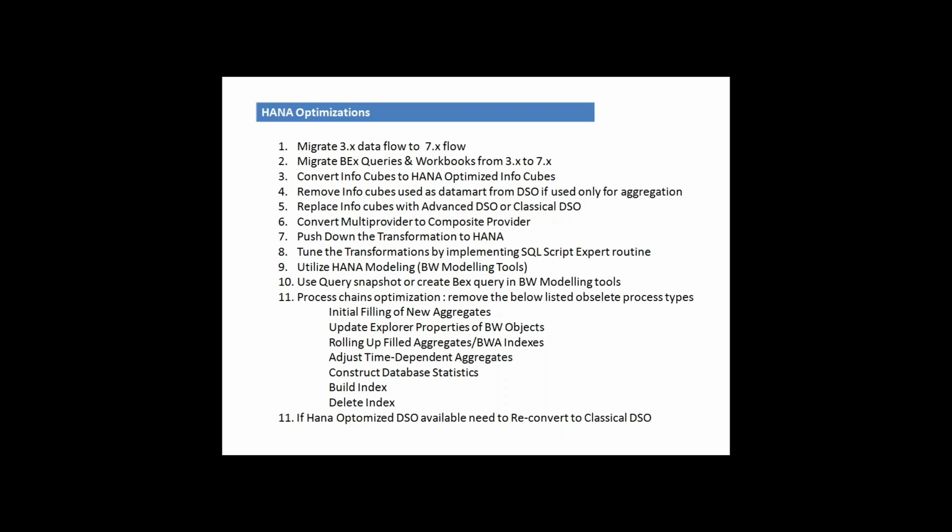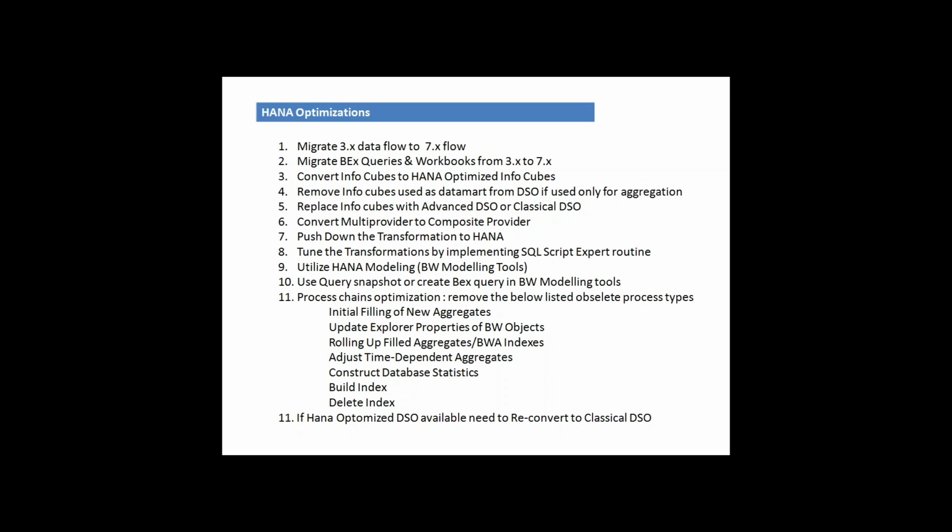And convert multiple to composite provider, and then push down the transformations only for specific use cases where my transformations are really slow. Once it is migrated to HANA, I can start customizing or optimizing those transformations by implementing HANA expert script routines using ABAP managed database procedures. And we start leveraging BW modeling tools of HANA perspective and query snapshots. If there are some queries which are running slow, I can start using the concept of query snapshot to improve query performance.